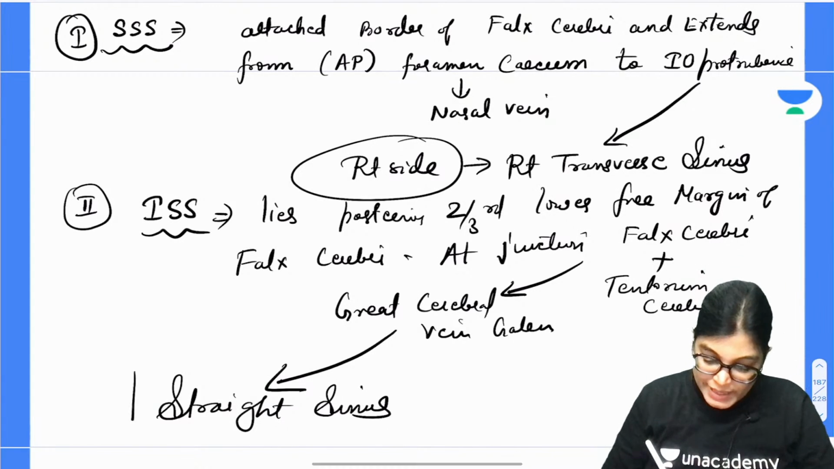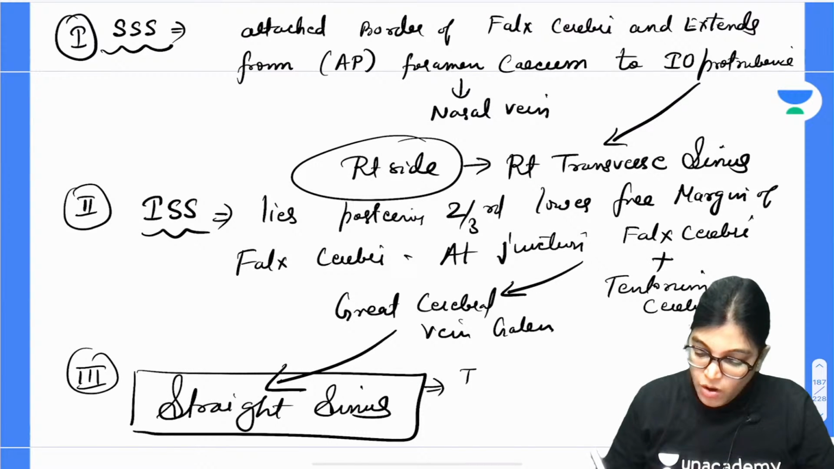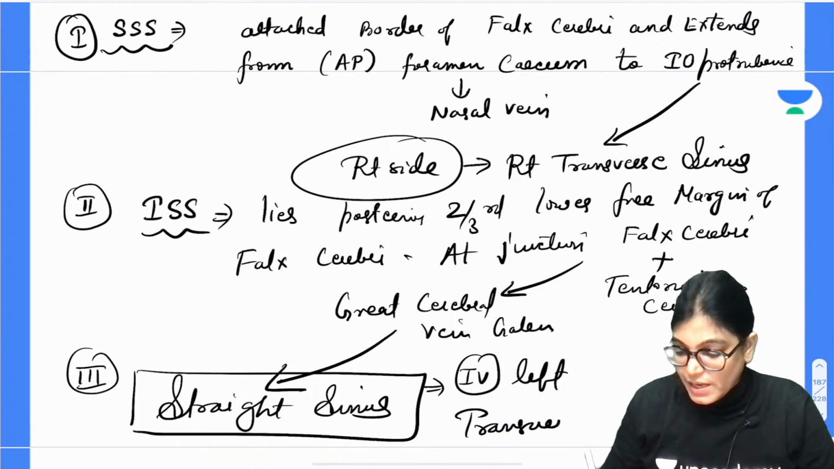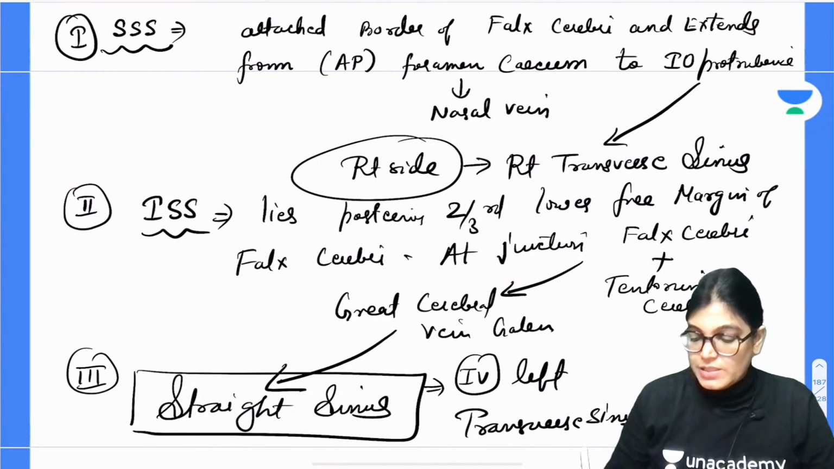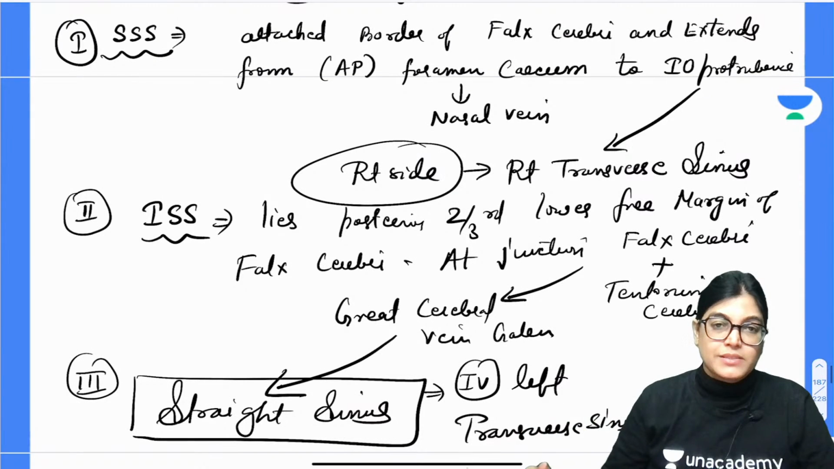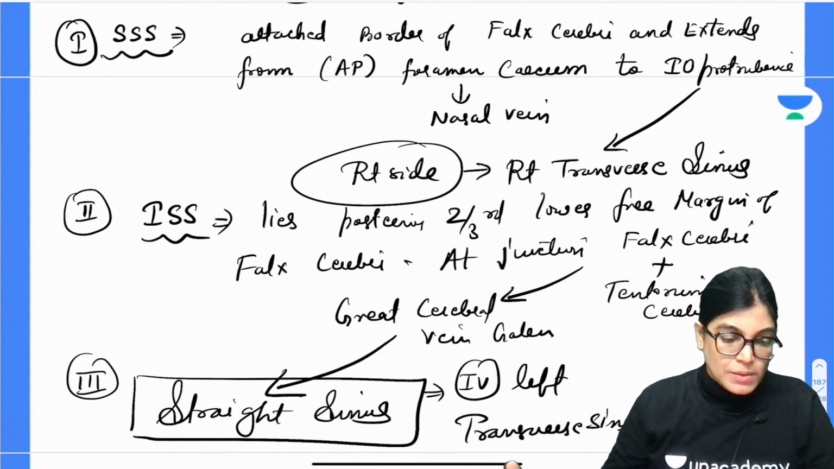Now, this straight sinus, the third one, will turn onto the left-hand side and lead to the formation of the left transverse sinus. Let's talk about some other sinuses.